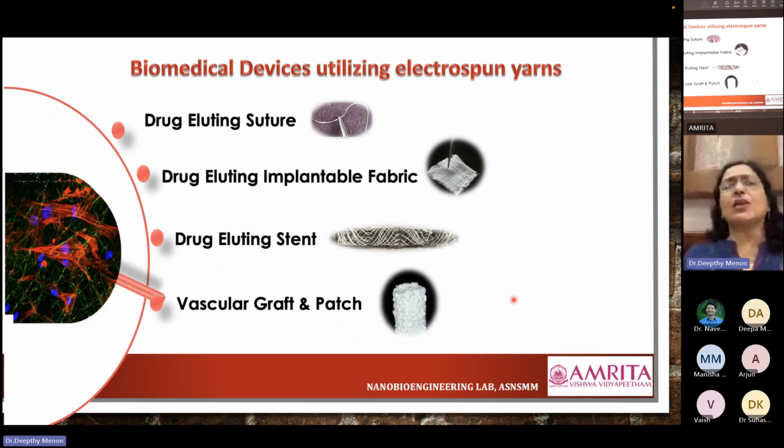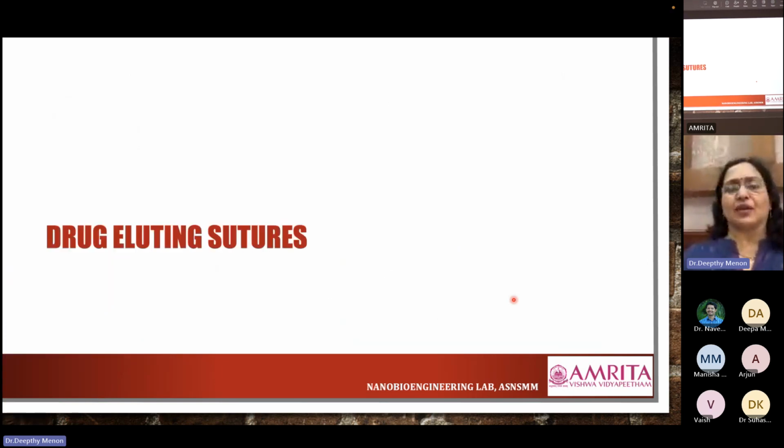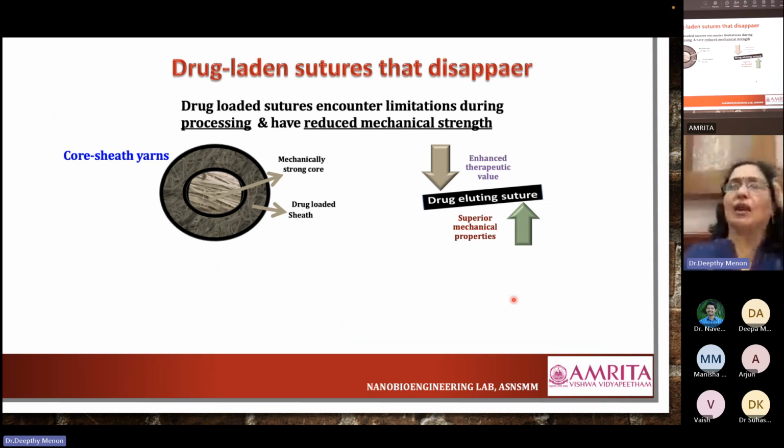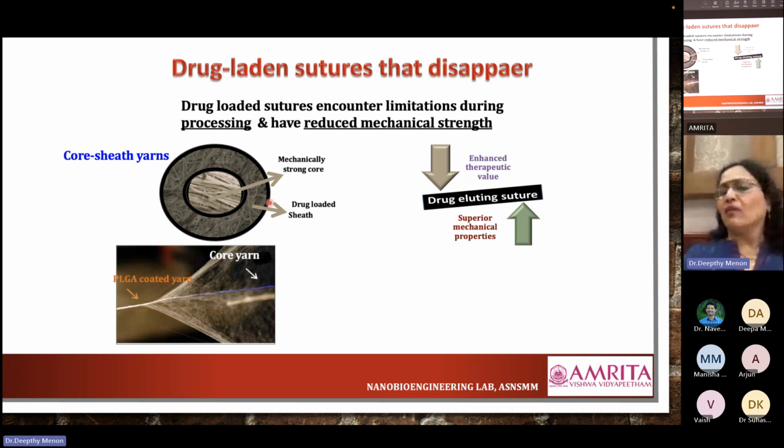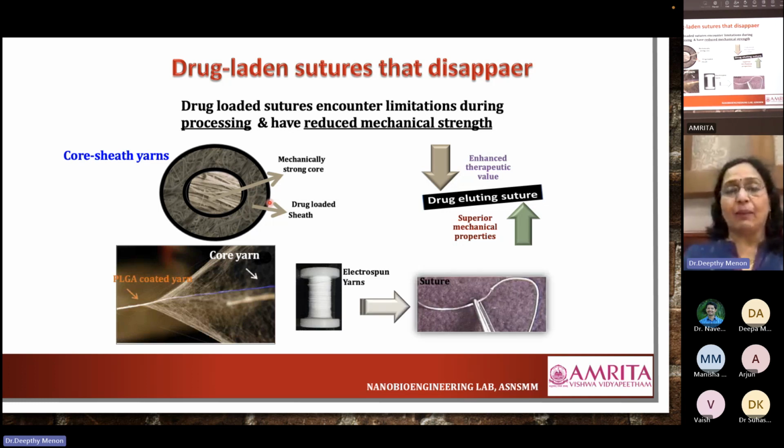Drug-eluting suture. Sutures are used in every surgical application. Drug-eluting sutures are very, very important because you have a suture and you give a medicine either intravenously or orally. Can we do away with that? Can we have the suture itself drug-eluting? But remember, mechanically, the suture has to be strong. So we devised a core sheath geometry wherein the core provides mechanical strength and the sheath contains the drug. So we have no compromise in both characteristics. It provides an enhanced therapeutic value and superior mechanical properties. So we can have any kind of such sutures developed.